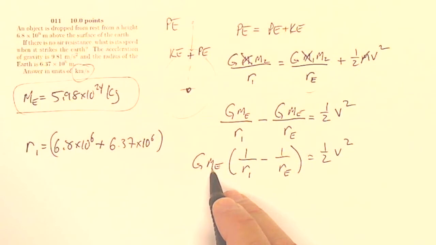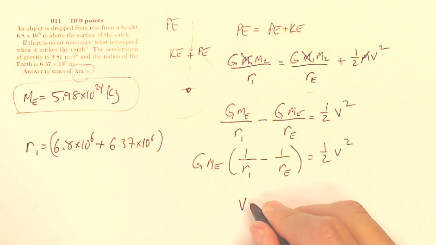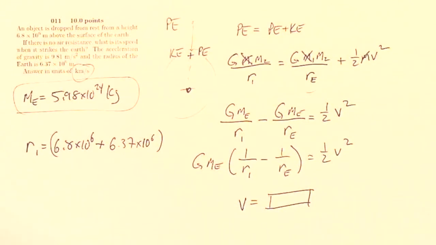So that G times the mass of the Earth times that quantity is 1/2 v squared. Multiply by 2, take the square root, and you will get yourself the speed of that object when it strikes the Earth.